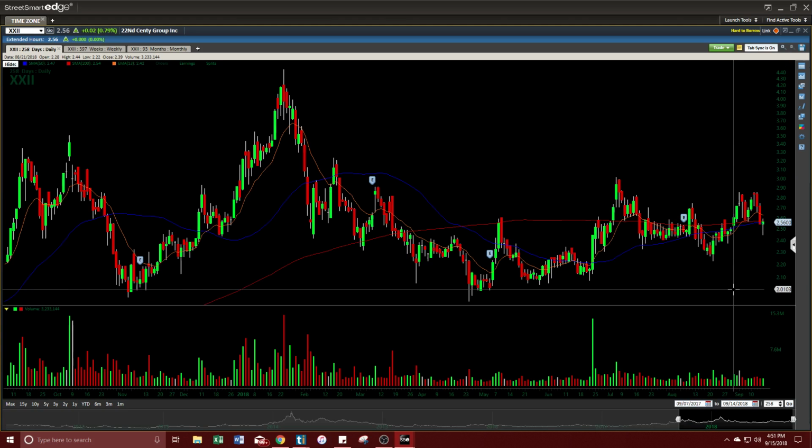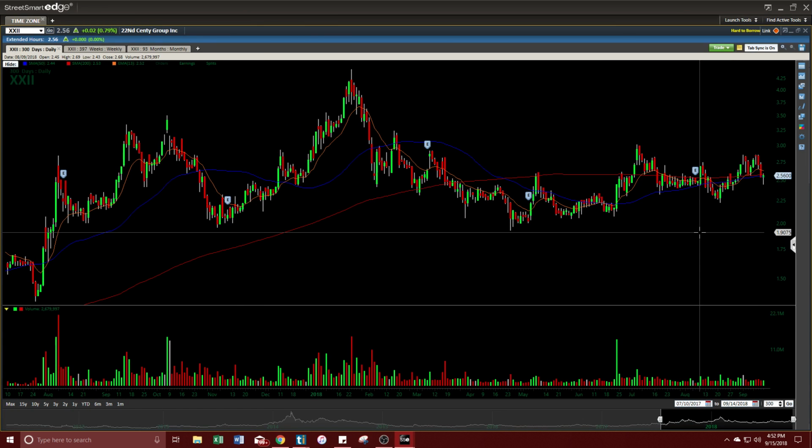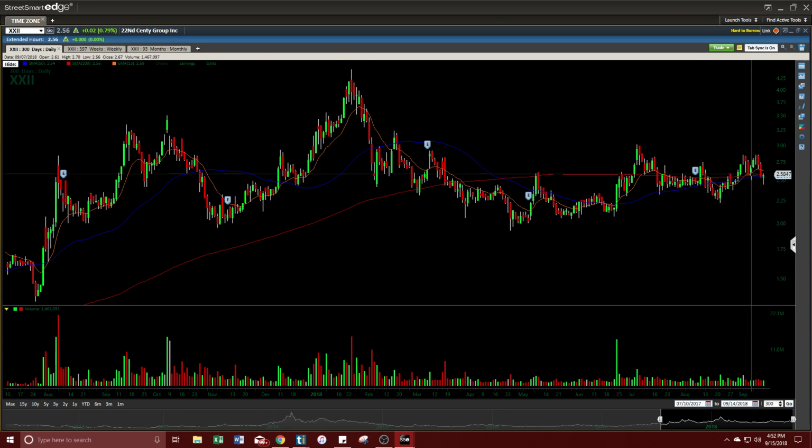Also, let's look at the volume. Since the pot sector has been heating up, what's the volume like on this? So we had 1 million. It's averaging about 1.5 million a day. Okay.